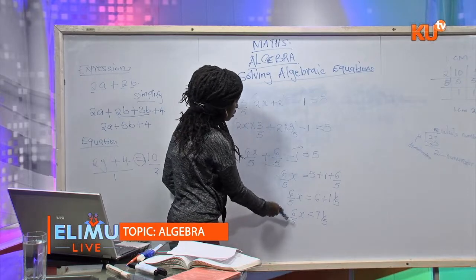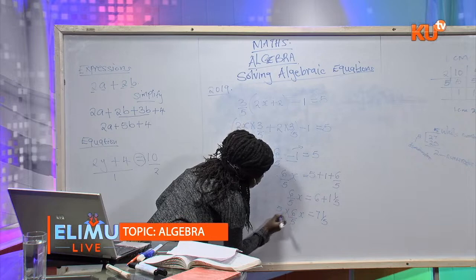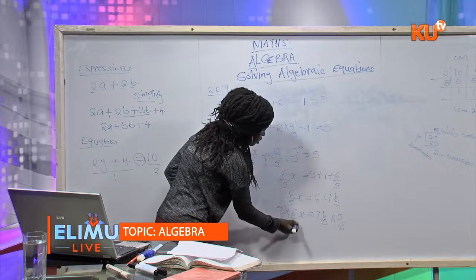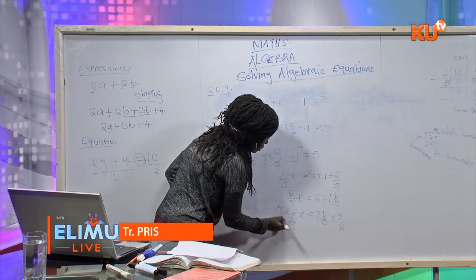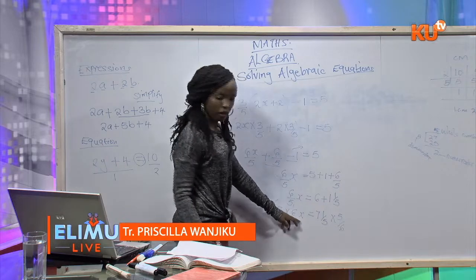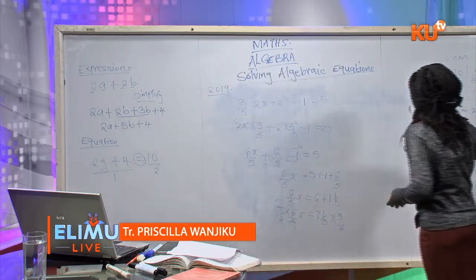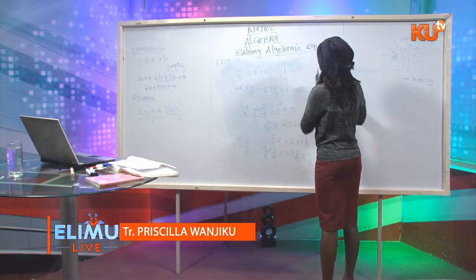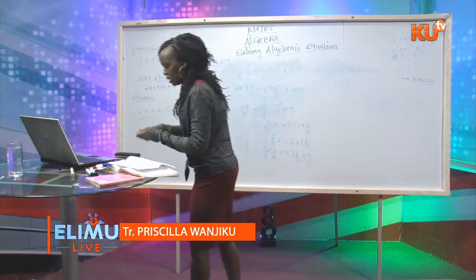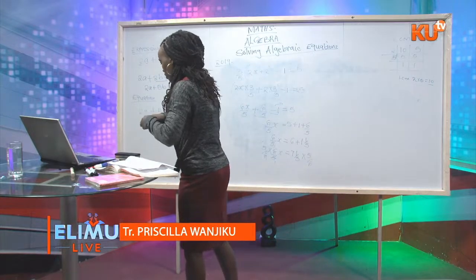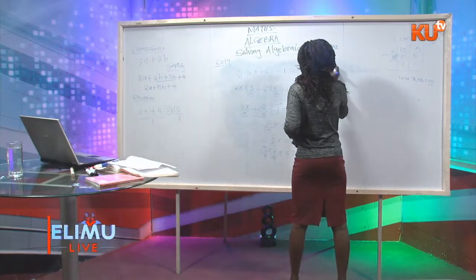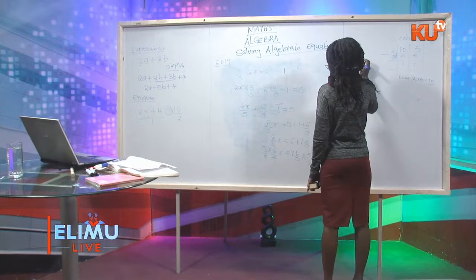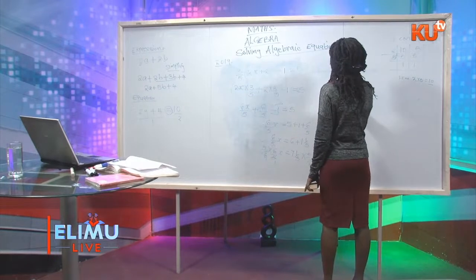We want to get the value of x, so we multiply by the reciprocal here, 5 over 6, and the other side, 5 over 6. So 5 by 5, 1, and 6 by 6, 1. This side I have remaining x. So x is equal to 7 and a fifth times 5 over 6.